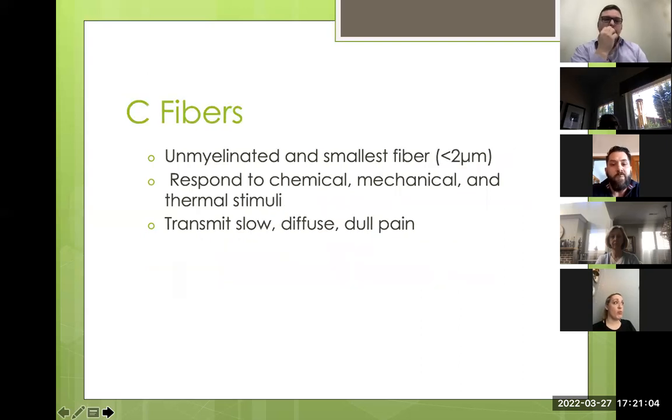Next. Your C fibers are the unmyelinated, smallest fibers. They transmit slow, diffuse, dull pain. That's the pain that comes later on after an injury, and tourniquet pain is a prime example of C fiber activation. C fibers are more of your dull pain.